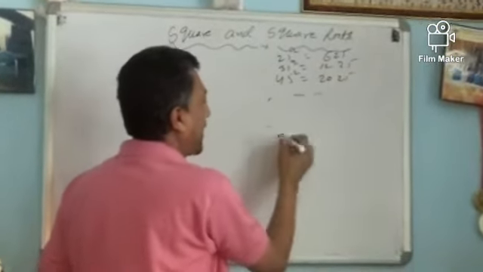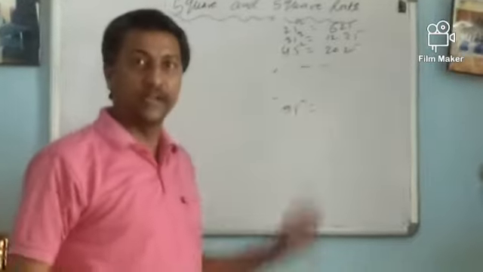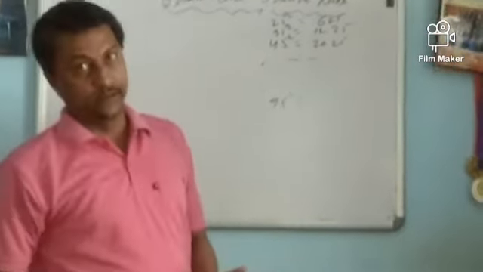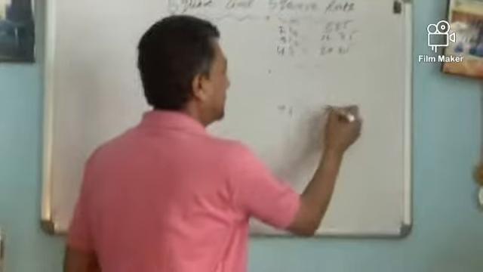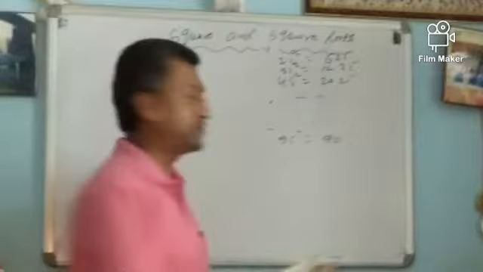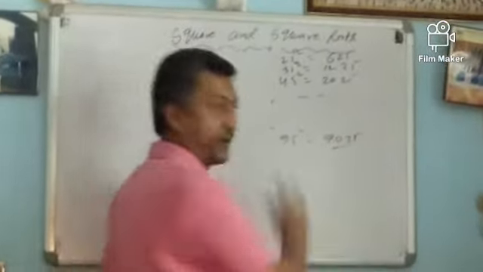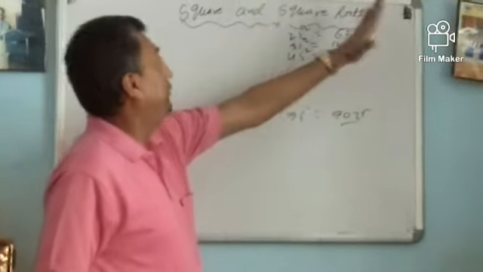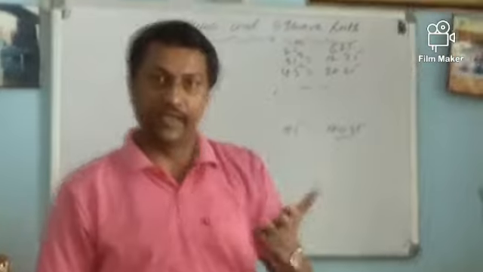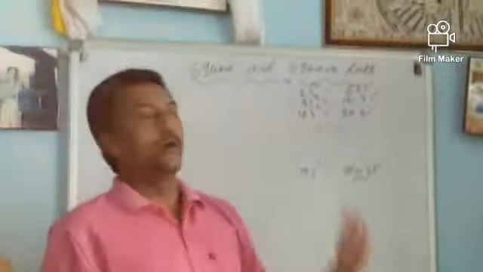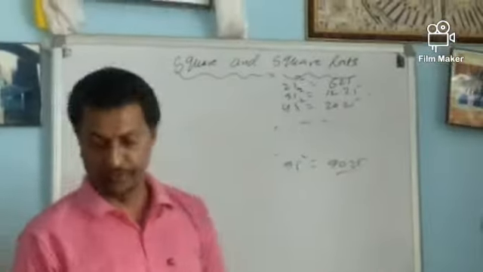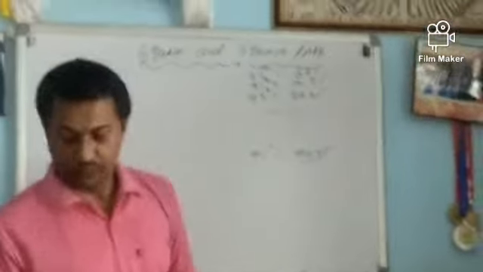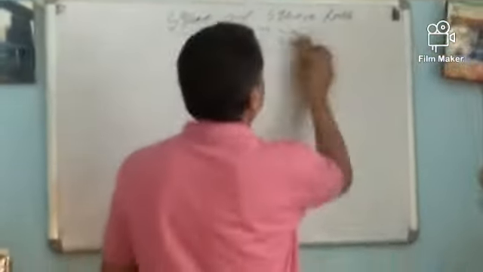If you have to find 95 squared also, after 9 which number comes? 10. So 9 10s are 90 and 5 5s are 25. So if last number is 5, we can find the square by this method. So this was the part of square.